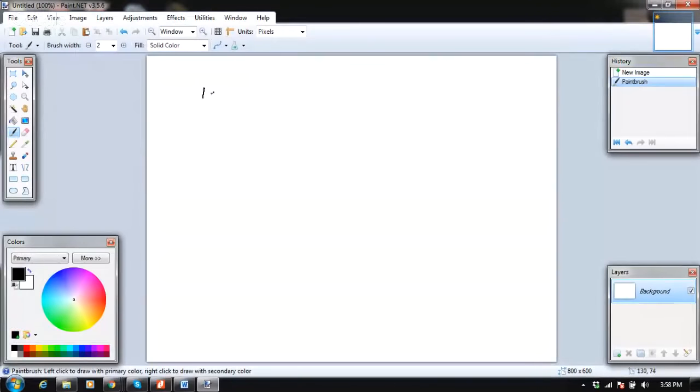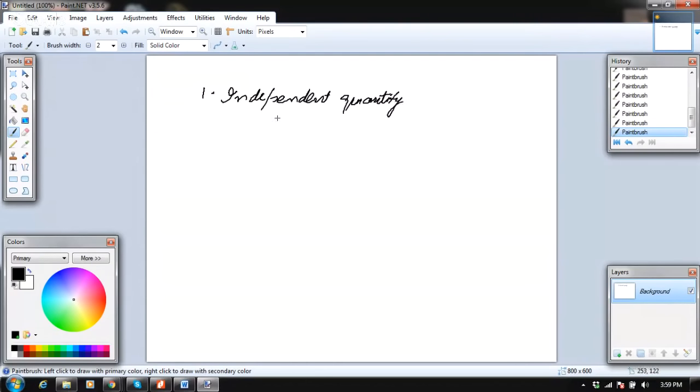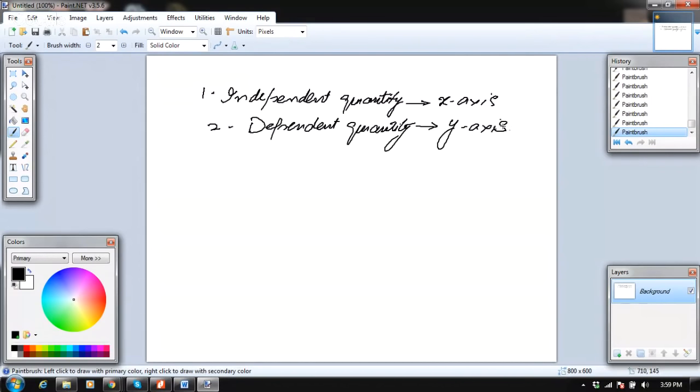So first thing is the independent quantity. Second thing is the dependent quantity. The independent quantity is always plotted on the x-axis and the dependent quantity is always plotted on the y-axis.